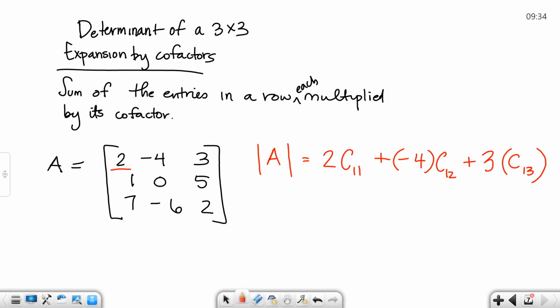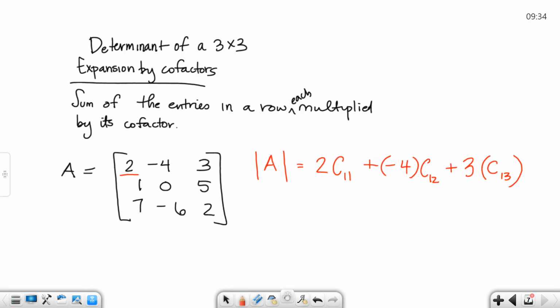It's the sum, which means we add them up, of all the entries in any row, all the way across, multiplied by its cofactor. That's how we would do it going across the first row. But technically, to save us some time, the second row would be easier because in the middle you'd have a 0. You can pick any row or any column, and you're going to get the same determinant. So we're going to find C11, C12, and C13, and we're going to find our determinant.